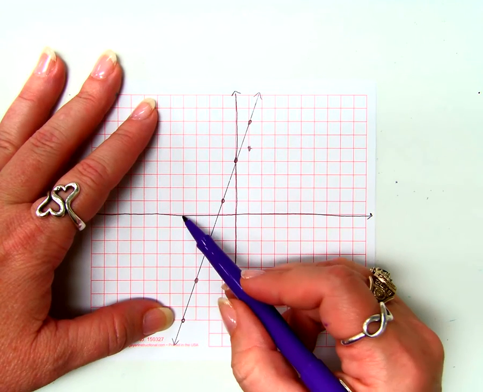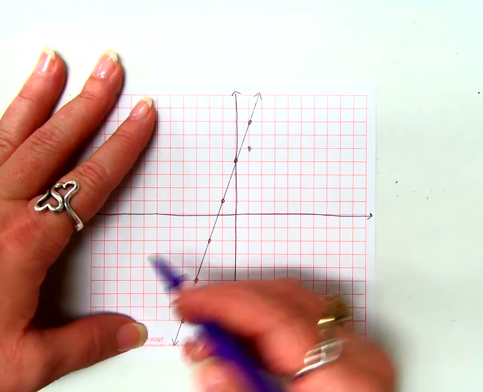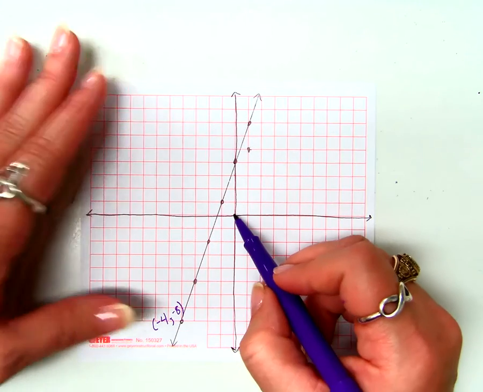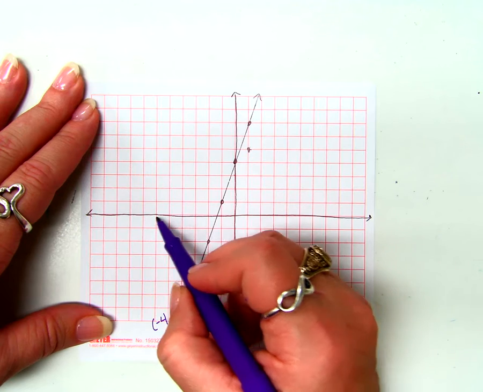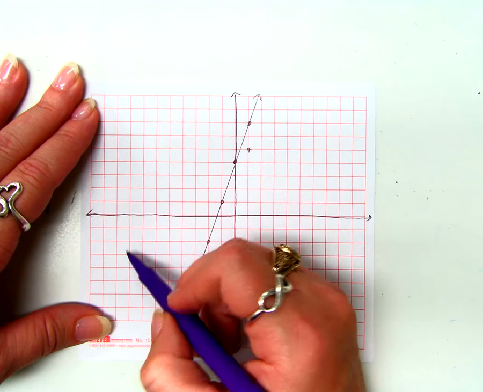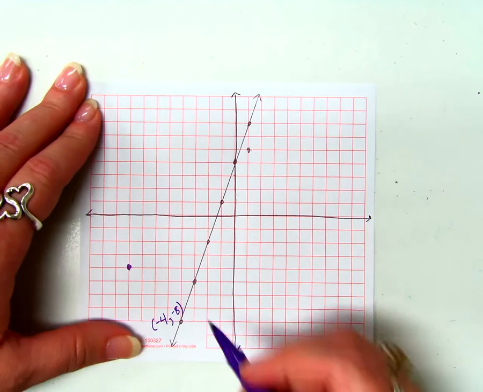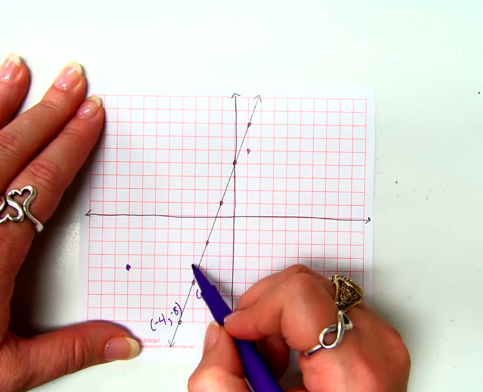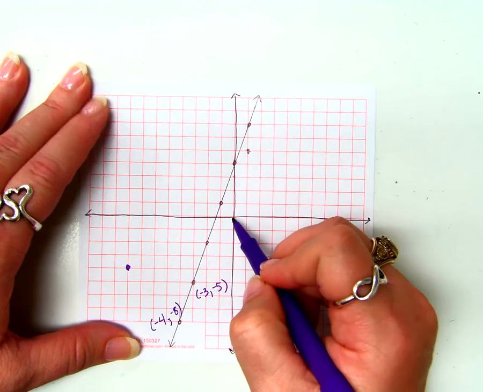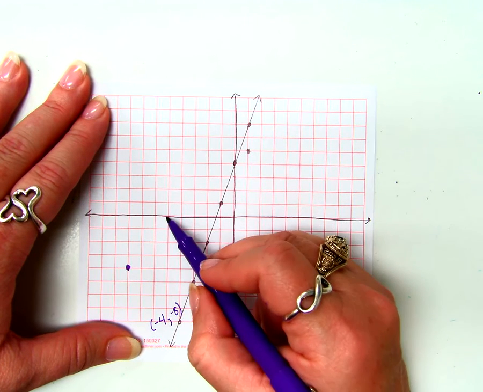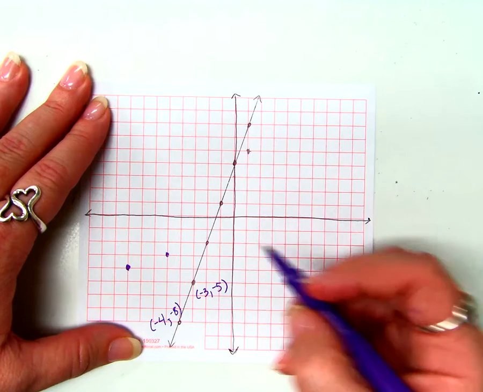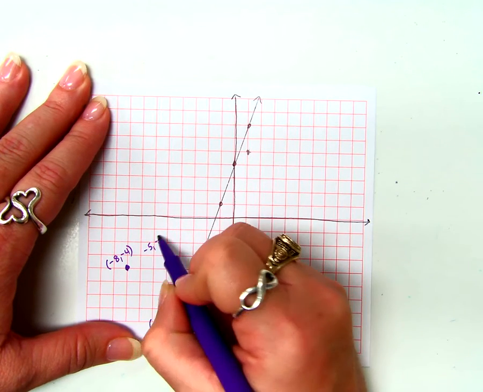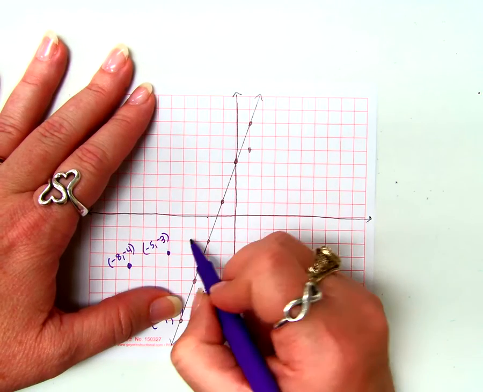This point is -4, -8. So I need to graph -8, -4. This point is -3, -5. So I would need to graph -5, -3. All right, I forgot to write these: -8, -4, -5, -3. Let's see, this point is -2, -2.